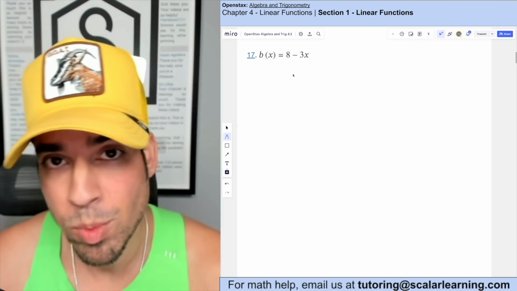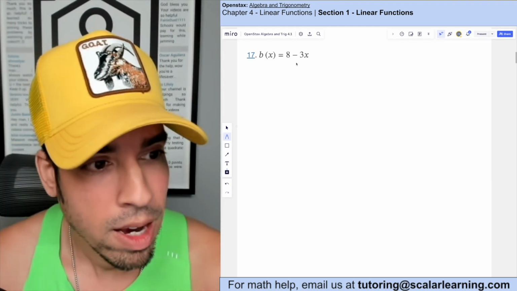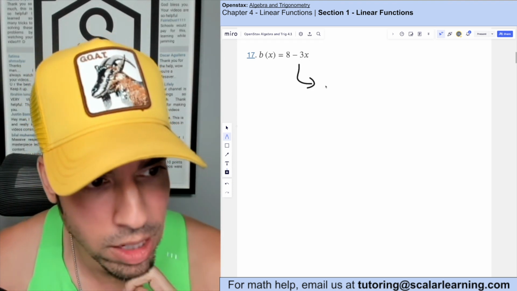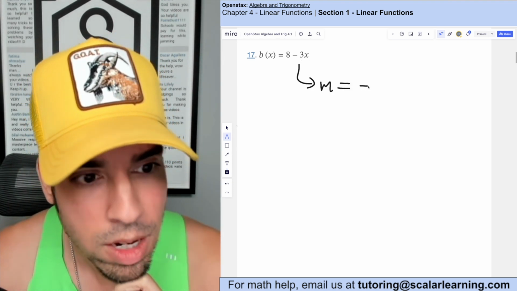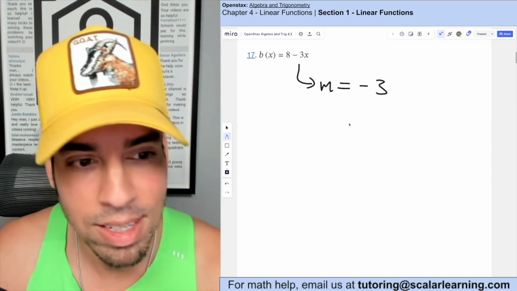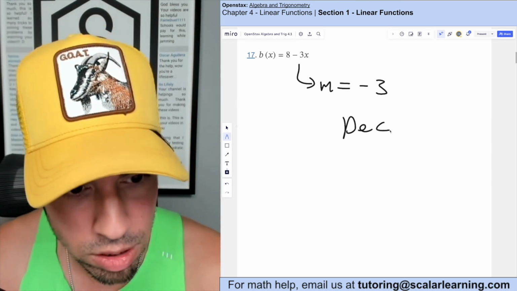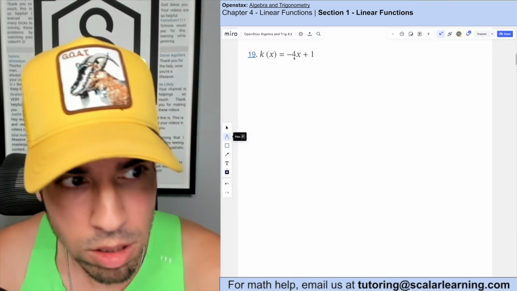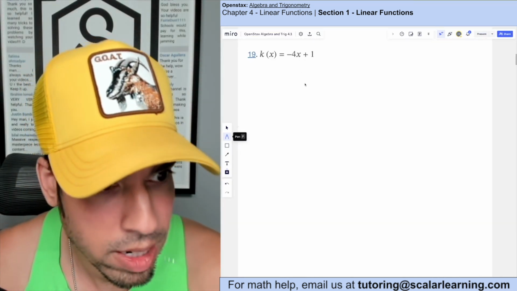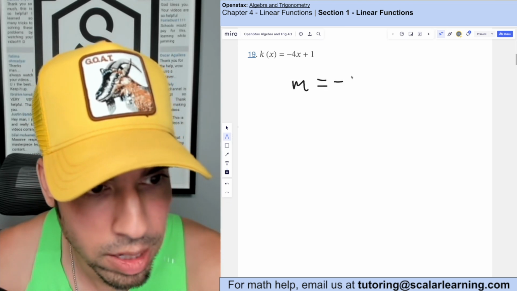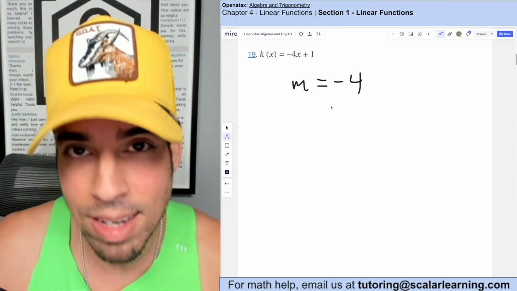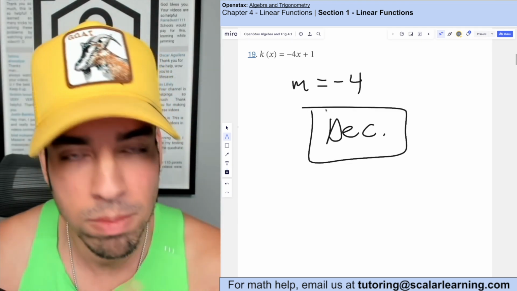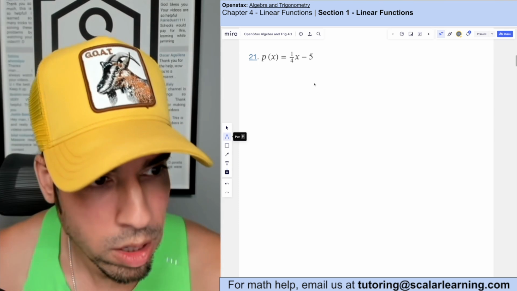For this one, it's all about the slope. That is going to determine whether it's increasing or decreasing. And here my slope is whatever constant is multiplying the x value. So here my slope is negative 3. Since it is negative, this function is therefore decreasing. Boom, done. For this function, the slope is whatever is multiplying that x. So the slope is negative 4. Since that slope is a negative value, this function is decreasing. Boom, done.